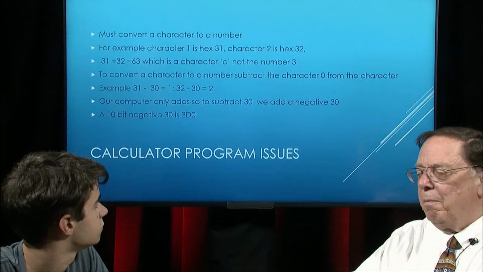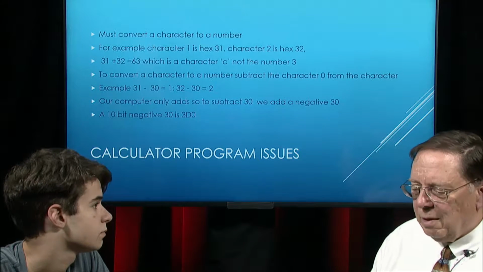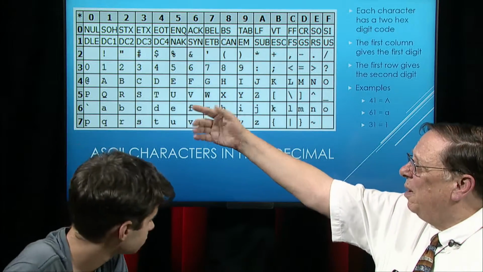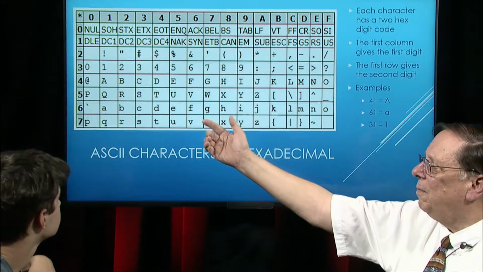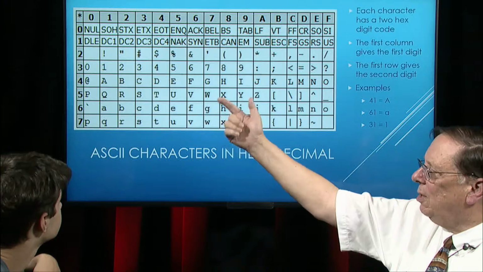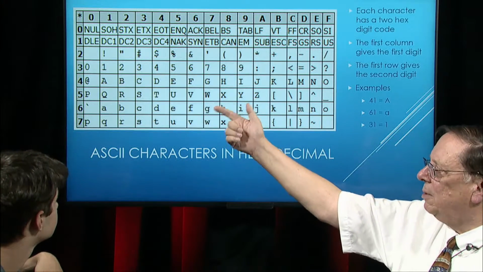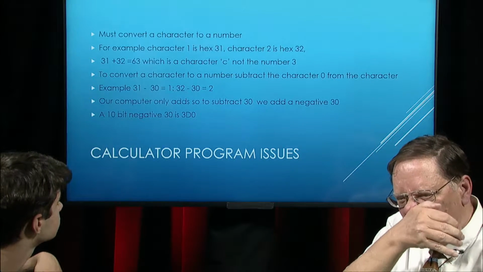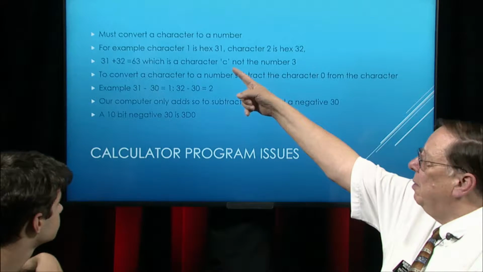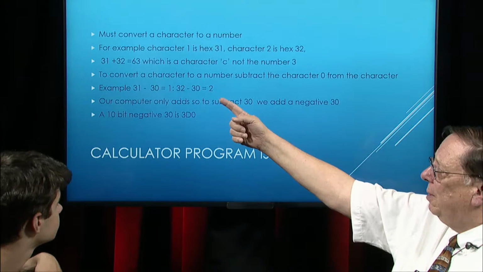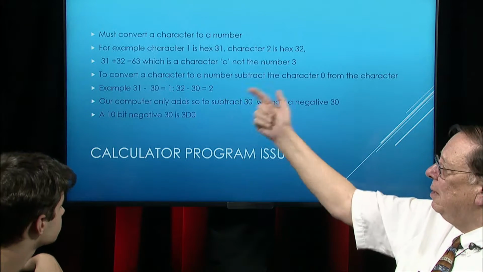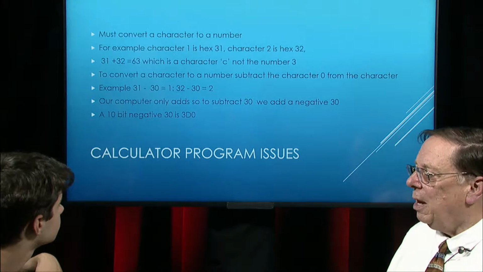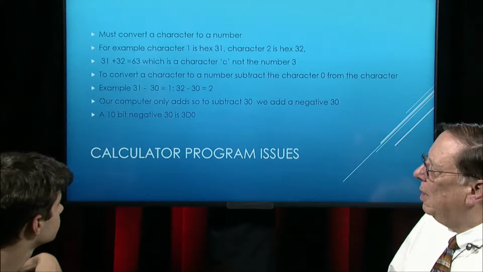Now, one of the things that's kind of important, if you look at those ASCII character codes, you'll see that the code for a number 1 is not 1, or the code for 0 is not 0. It's 30, 31, 32, 33. So if we read in a number 1, which is 31, and then we read in a 32, we add those together, we get a 63, which would be a lowercase c, not the number 3.